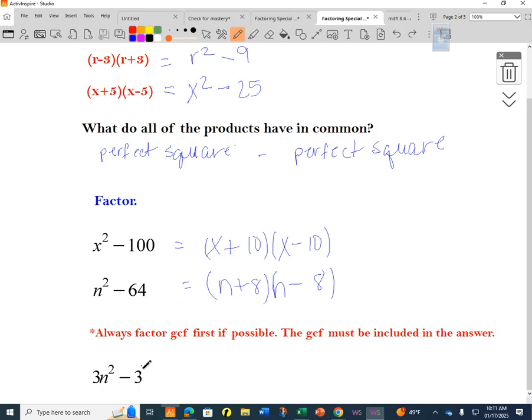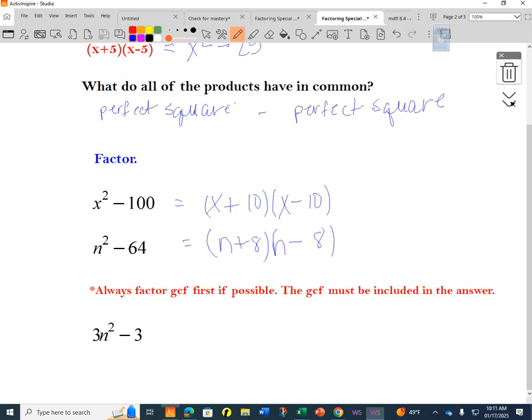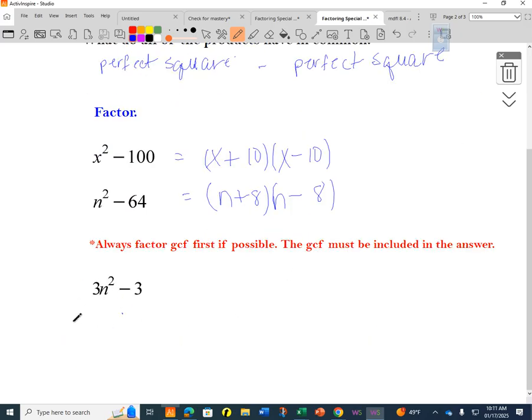So here's the deal. You have to factor out the greatest common factor first, right? Sometimes those can be a perfect square. You have to factor out the greatest common factor first. So let's look at this one. What's the greatest common factor here? 3. So we're going to rewrite this as 3 times n squared, because 3 times n squared gives me 3n squared, minus 3 times 1 gives me 3. Is n squared minus 1 a difference of squares?